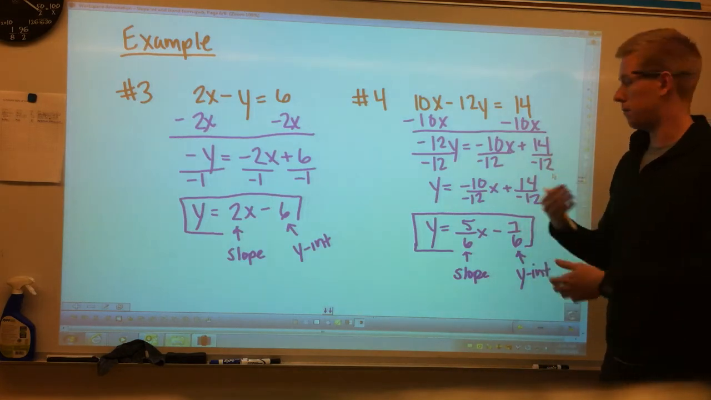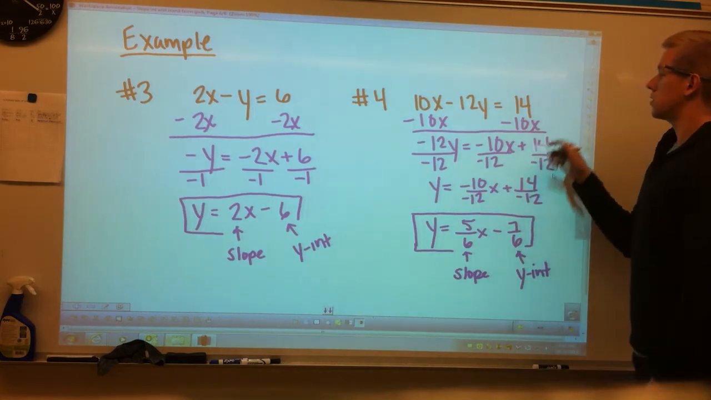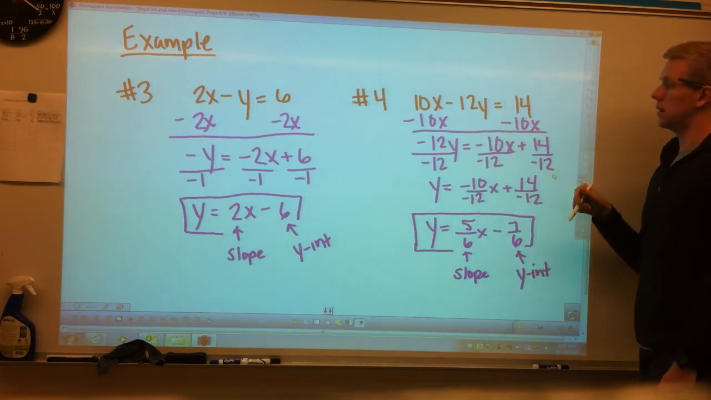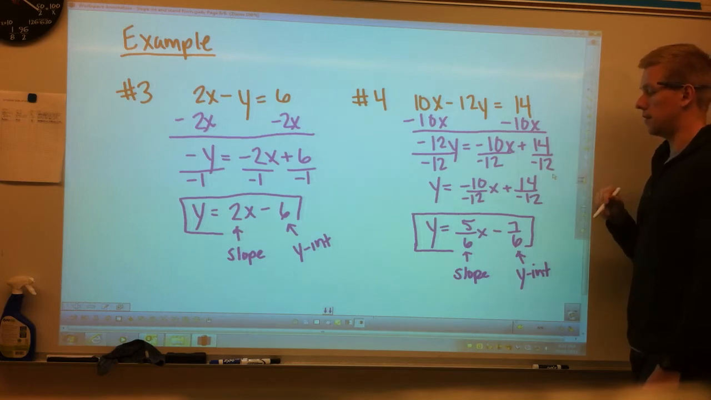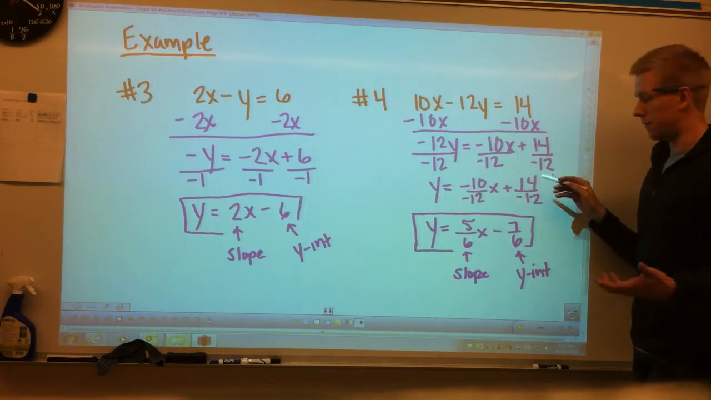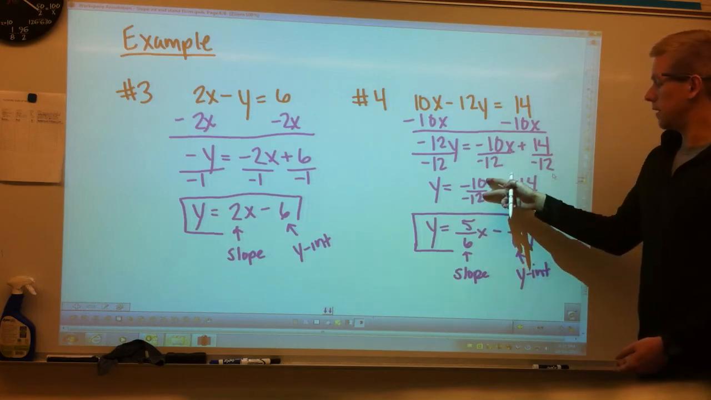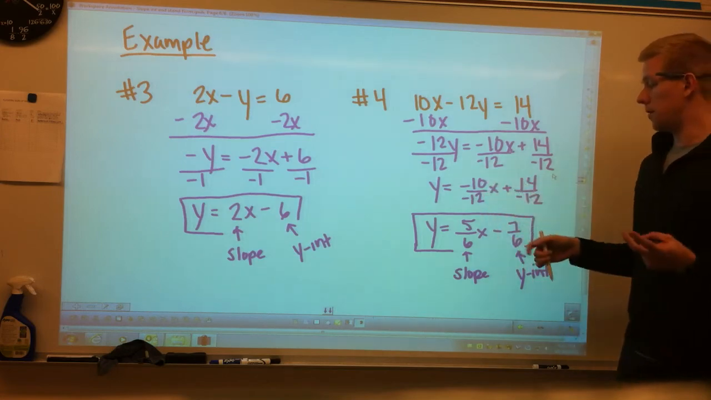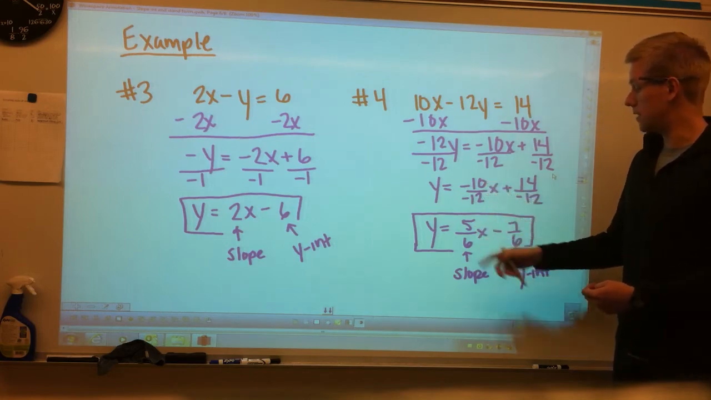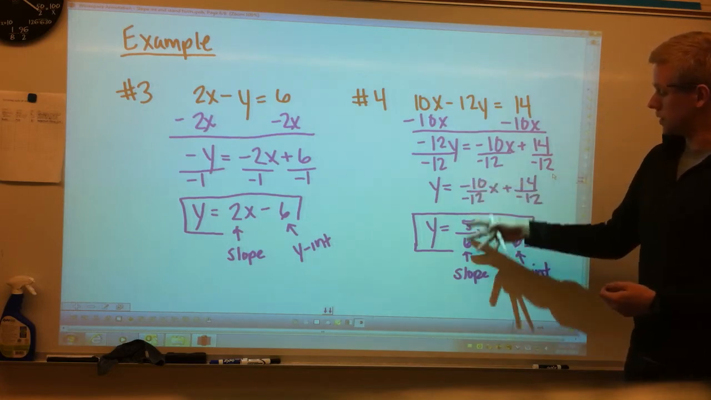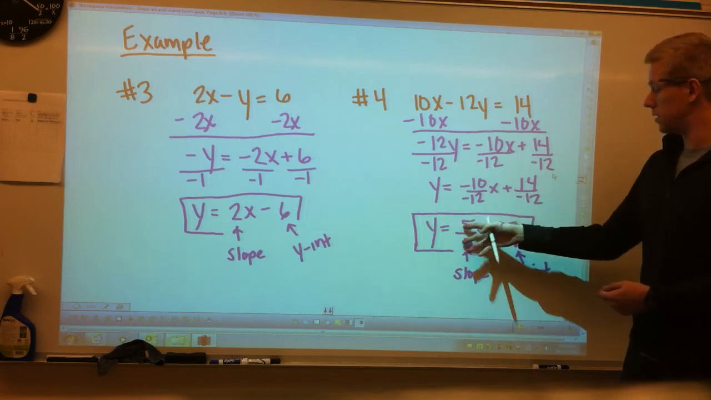No different process, just bigger numbers. So we're going to subtract 10x from both sides, given 10x minus 12y equal to 14. Next, we'll just divide by -12 into everything. Then I, again, set myself up just to see my fractions here. -10 divided by -12. The number that goes into both is 2, so I divide 10 by 2 and 12 by 2 to get 5 and 6. And then I saw my signs were the same, so this is going to be a positive 5/6.